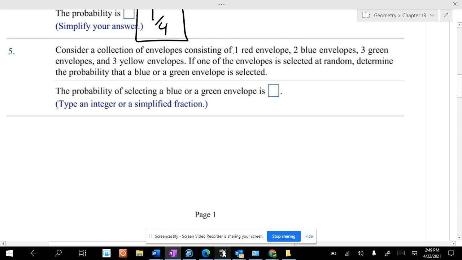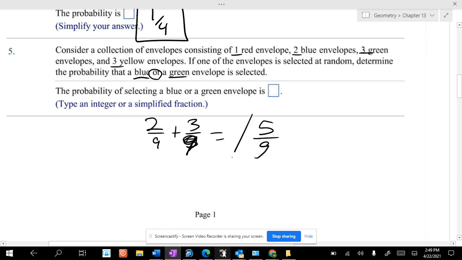Envelopes. I have 1 red, 2 blue, 3 green, 3 yellow. How many total envelopes are there? 9 total envelopes. What's the probability of blue or a green? Well, blue envelopes is 2 out of 9. Green envelopes is 3 out of 9. Since it's an or, you get 5 out of 9.